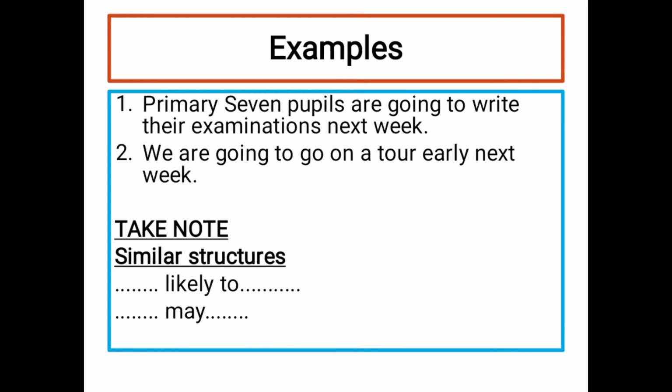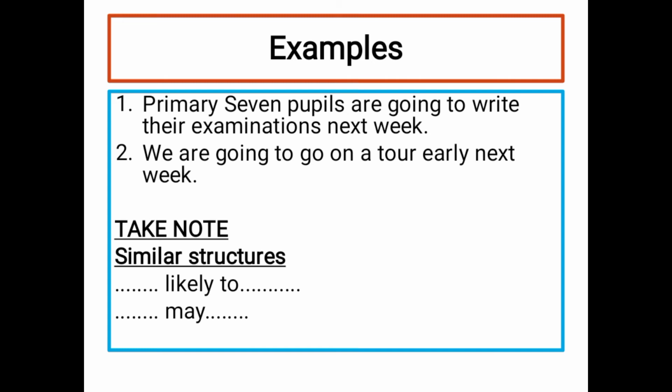There are some more examples here. 1. Primary 7 pupils are going to write their examination next week. So the subject here is primary 7 pupils. It is a phrasal plural noun, therefore we use "are." 2. We are going to go on a tour early next week. The subject is we. For that matter, therefore we use "are" as the helping verb.